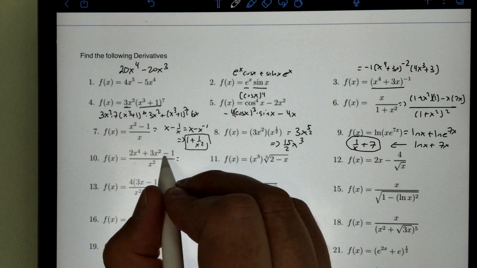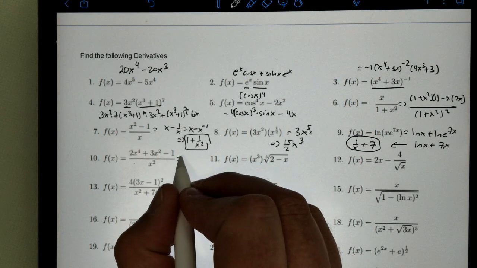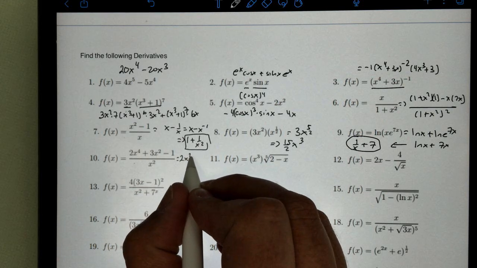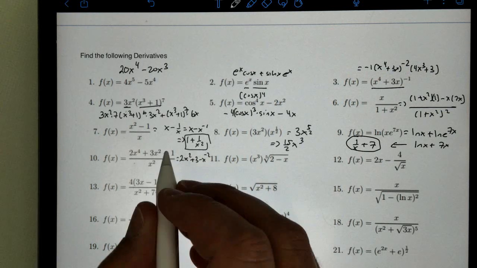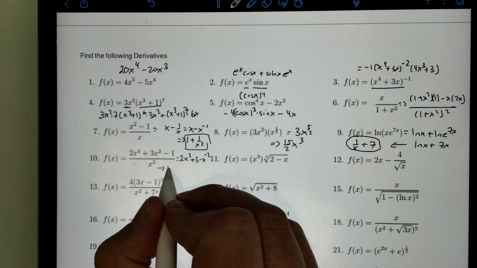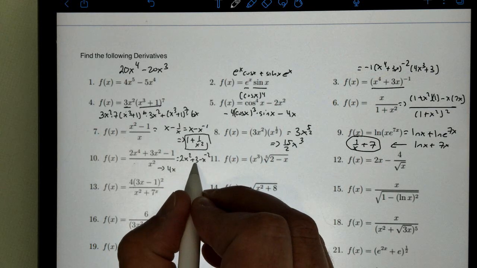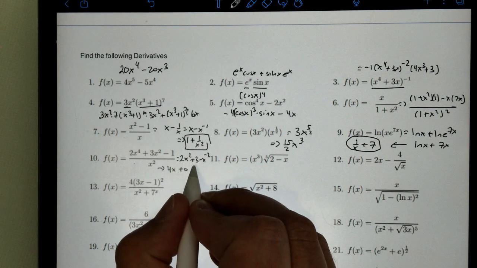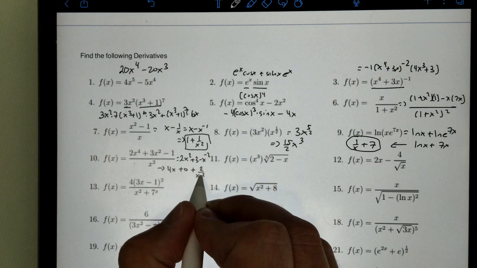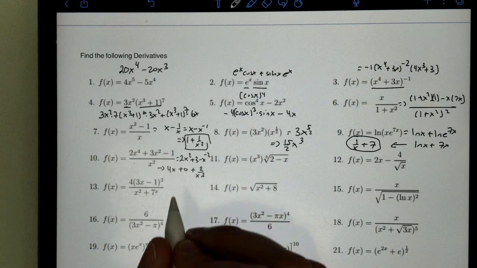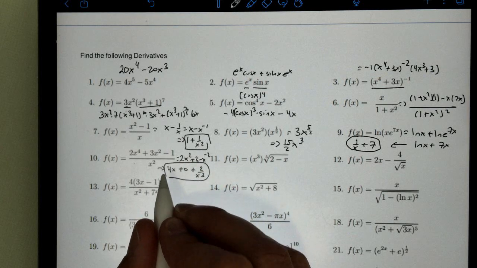All right, again for number 10, split this up. This becomes, let's see here, just 2x squared plus 3 minus x to the negative 2. If I split it up, and therefore our derivative, we get 4x plus 0. And this becomes plus, let's see, 2 over x cubed. And there's your derivative right there. Like I said, we're doing these really quickly. Check them if you need to.